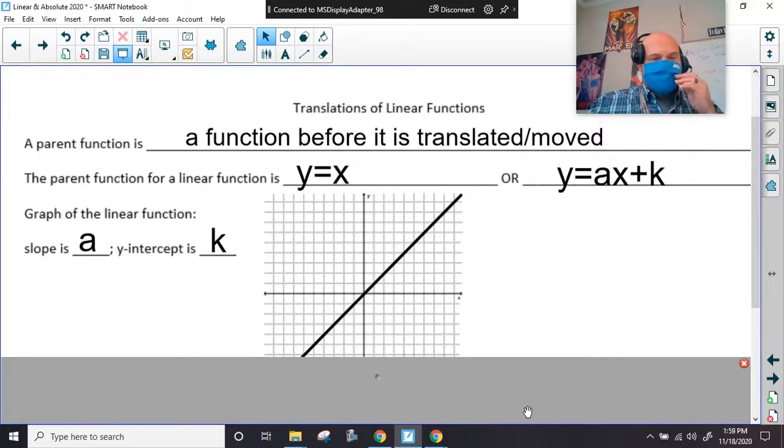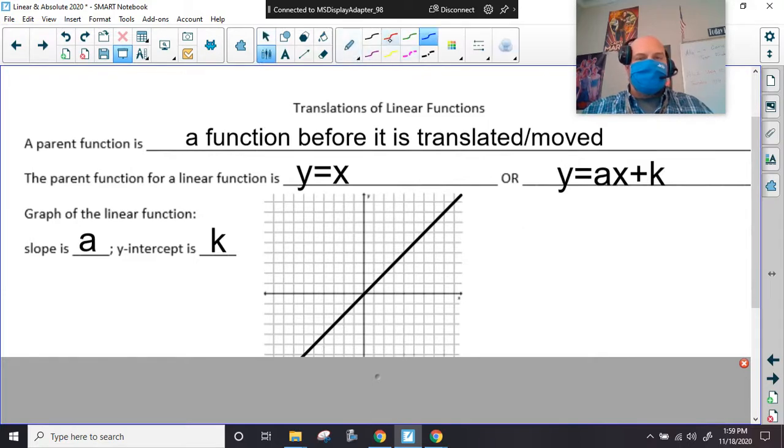All right, so today we're going to talk about translations of linear functions. We're also going to talk about absolute values. A lot of definitions, but the main thing we're really going to worry about is right here, the K.